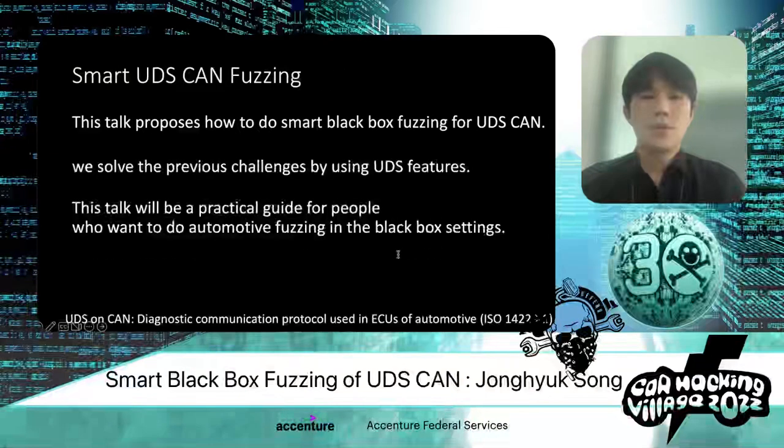So this talk proposes how to do smart black box fuzzing for UDS CAN. To do smart fuzzing, we solve the previous challenges by using UDS features. This talk will be a practical guide for people who want to do automated fuzzing tests in black box settings.